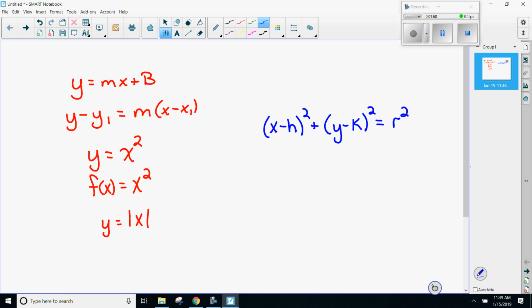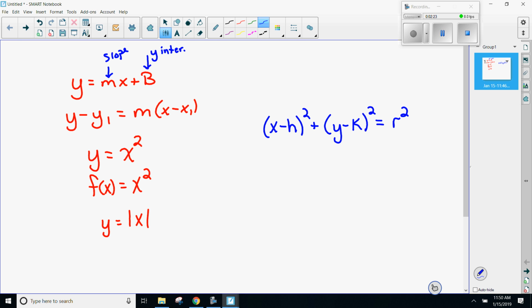Circle. If you go back to equation for a line, where do you have numbers? In y equals mx plus b. You would have a number right there for m. What does m stand for? Slope. And you would have a number in for the b. And what does b stand for? Y-intercept.